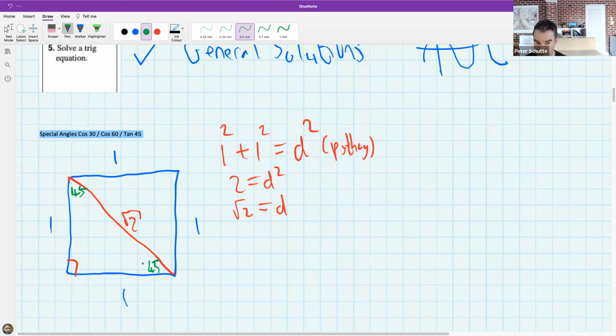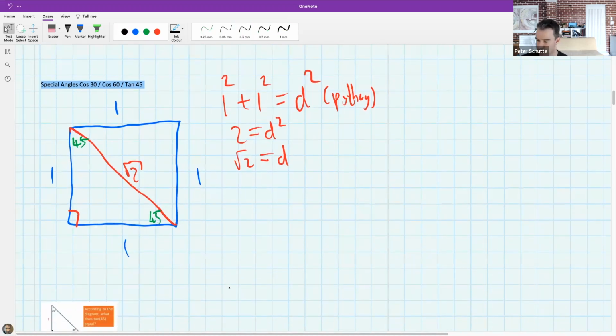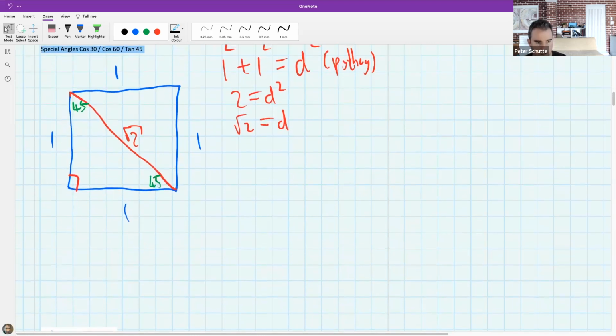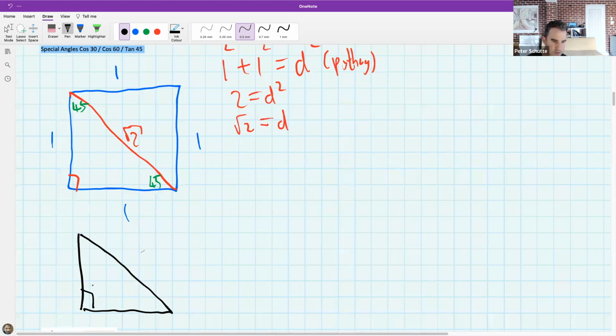Now, this is fantastic news because this gives us a triangle that can be used for all trig ratios where 45 is involved. So this special triangle, I call it the 45 special triangle, looks like this. Or you could draw it the other way around if you like too. You have a right angle, 45, 45, 1, 1, root 2.